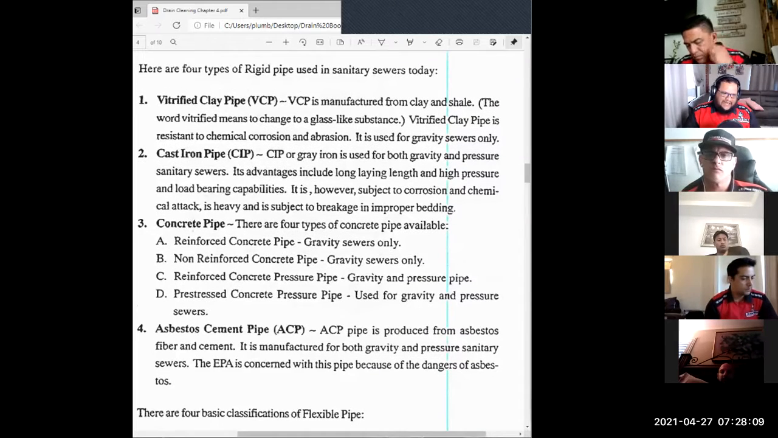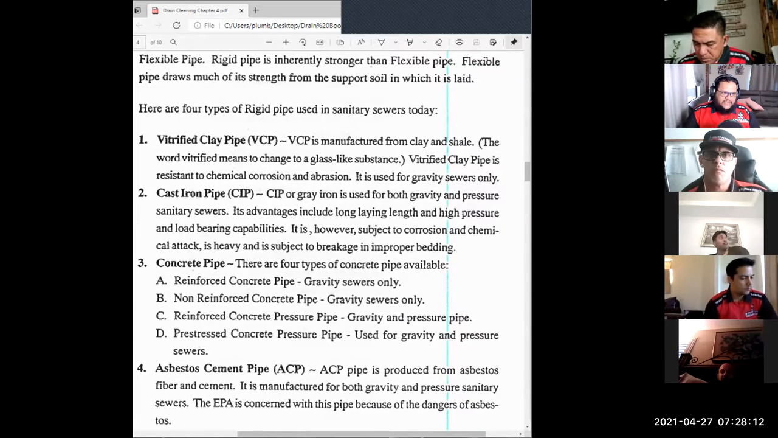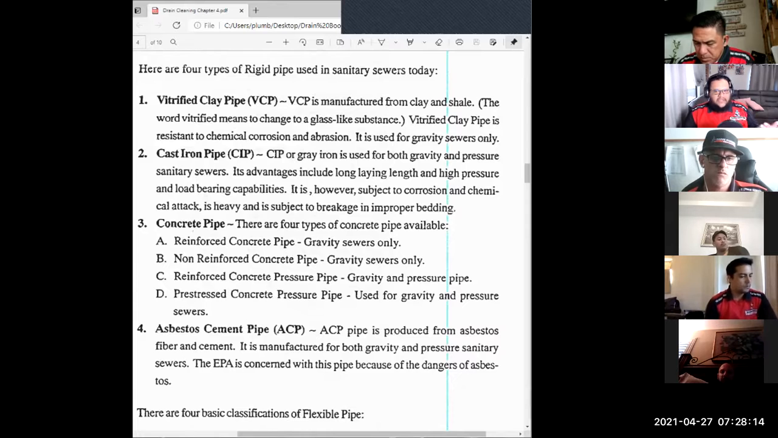So me and Ken were kind of talking about this yesterday, and so these are the rigid side of piping or sanitary piping that's used. So number one is vitrified. Is that how you say it? Vitrified clay pipe, or VCP, is manufactured from clay and shale. Vitrified means to change to a glass-like substance. Vitrified pipe is resistant to chemical corrosion and abrasion. It is used for gravity sewers only.